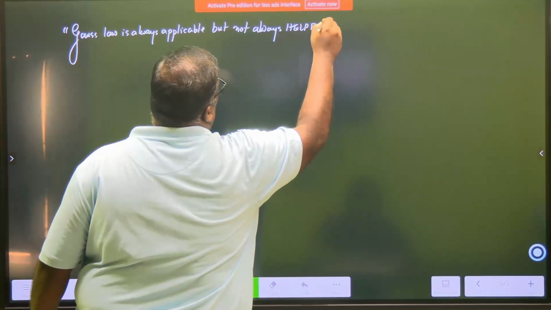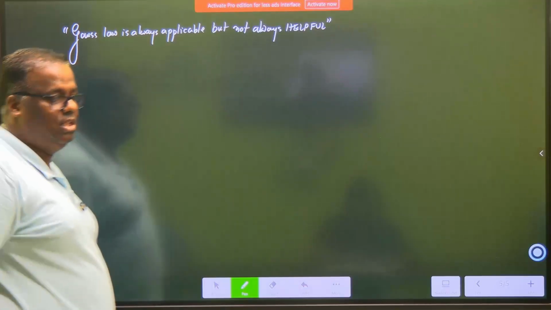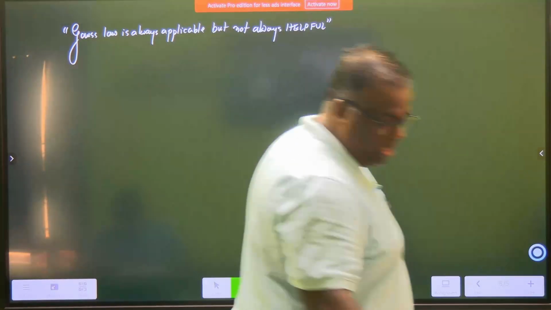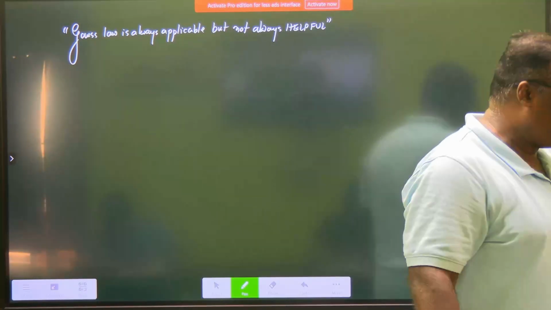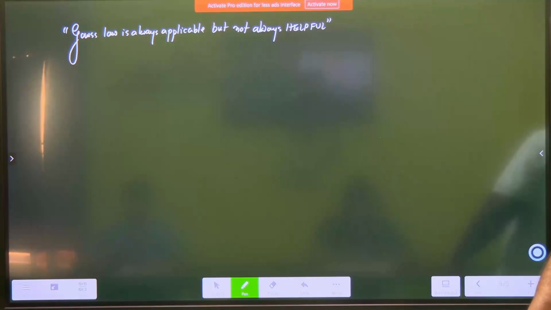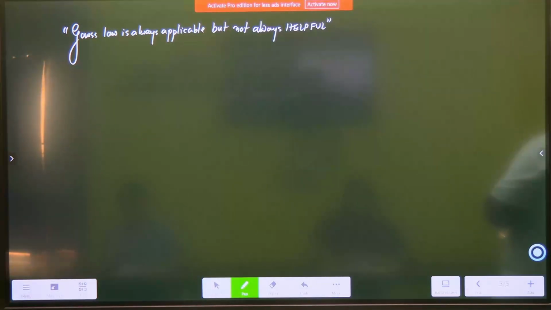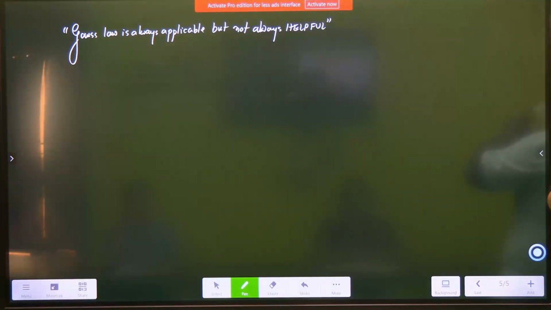What do you mean by the word helpful? Helpful means this law lets me calculate the net flux through a 3D surface. If you are not able to calculate the net flux, then the law is not helping you. But the law is applicable. Now, why is the law not helping you?